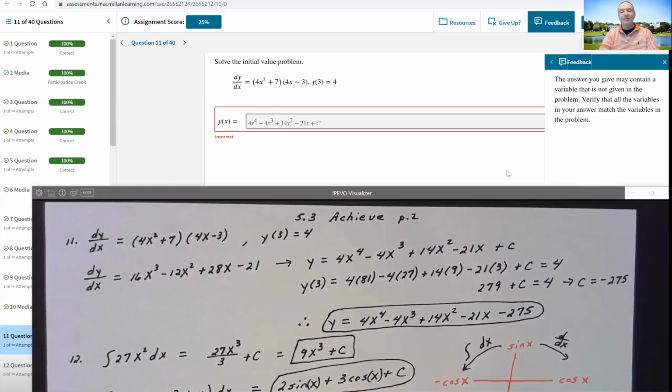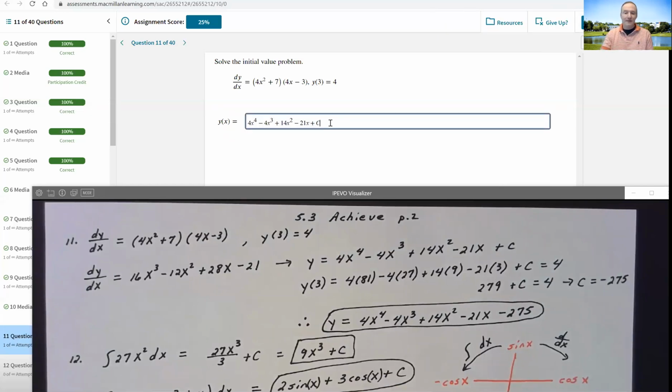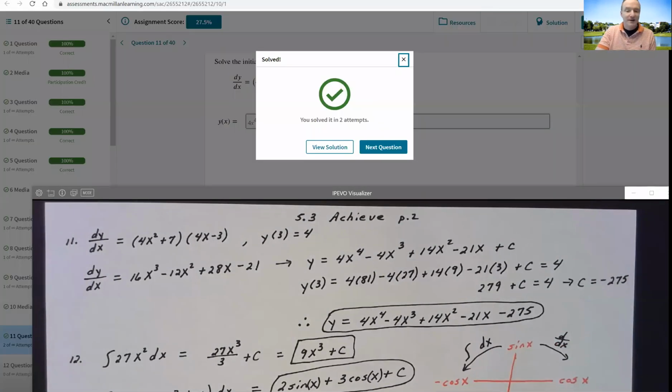Oh, sorry. We don't want the plus c. What am I thinking? That was just an opportunity for me to show you, hey, remember, you get to try these as many times as you want, and silly me, I just had to replace the c. The whole point in solving for c is to plug it in. Minus 175. So minus 275. I'm determined to miss this problem. Minus 275. Check answer. Yes. And it has to remind you, you solved it in 2 attempts. Gee, thanks. But it gives you full credit.